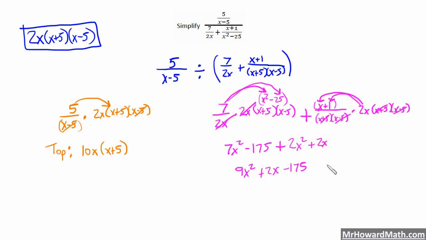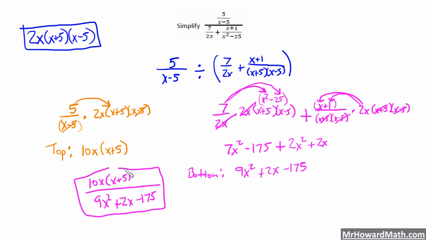And my bottom is now this part, my bottom or my denominator. So stack them. So the top part is 10x, x plus 5. Bottom is this, 9x squared plus 2x minus 175. And I can't simplify it anymore, and that's my final answer.